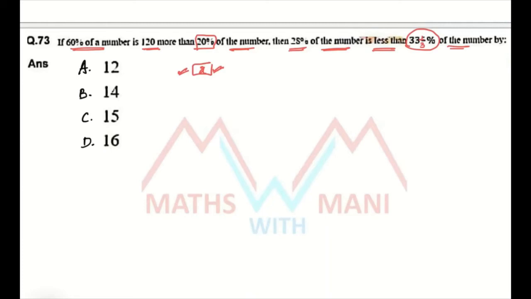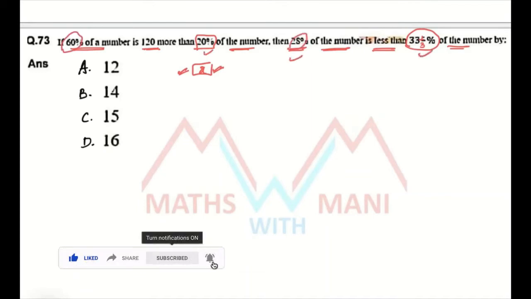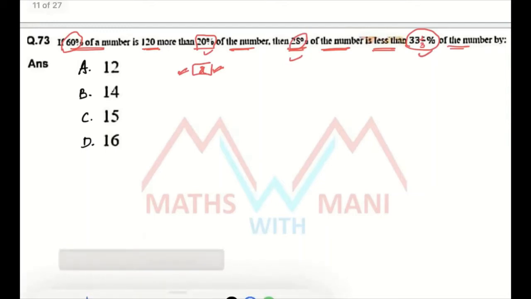Here this can be solved by using many methods, but I'll tell you a simple method. Here the percentages are there, 60%, 20%, 28% and also 33 1 by 3%. So I'll write down the percentages as fractions. 60% is nothing but 3 by 5. 20% is 1 by 5. 28% is 7 by 25. 33 1 by 3% is 1 by 3.